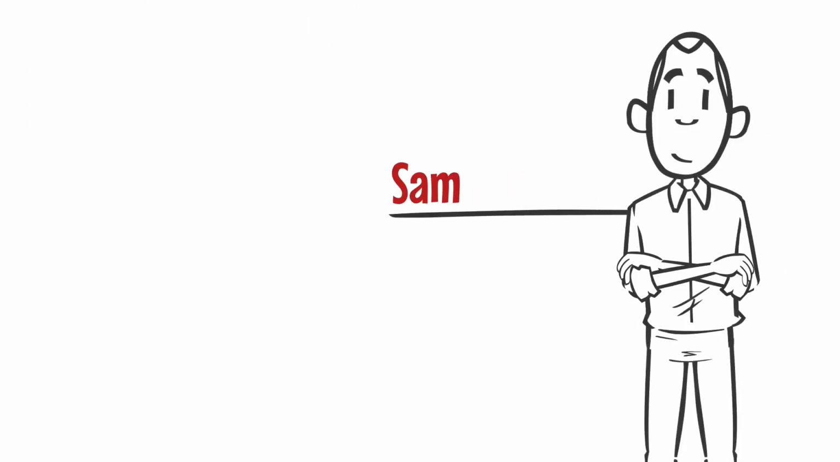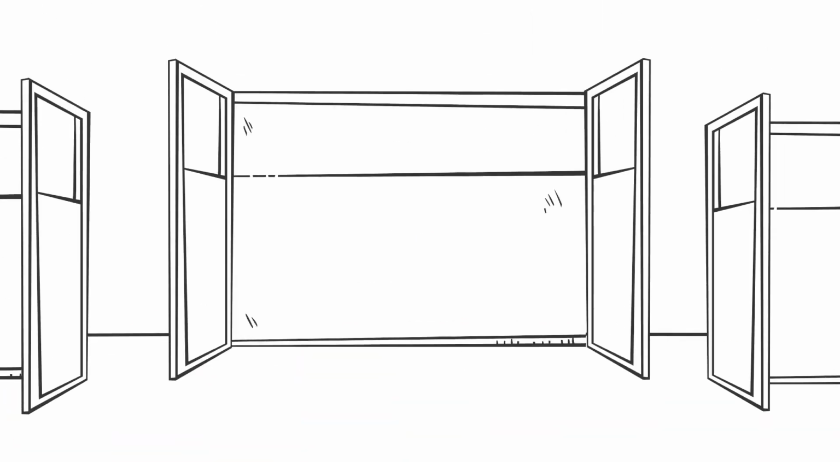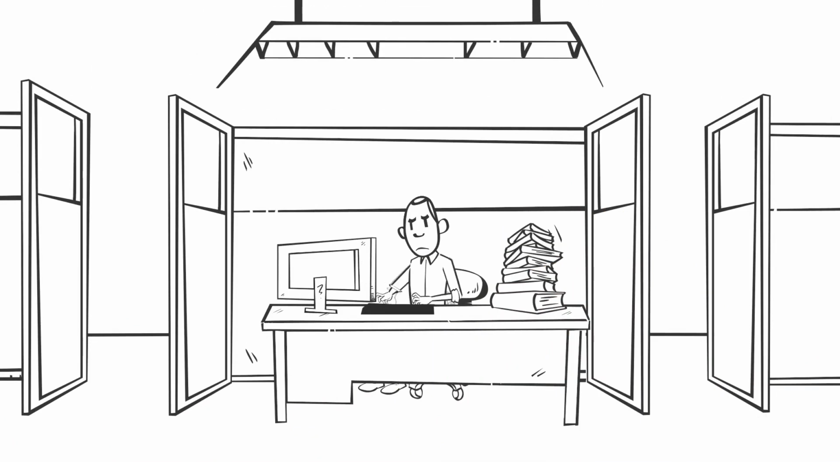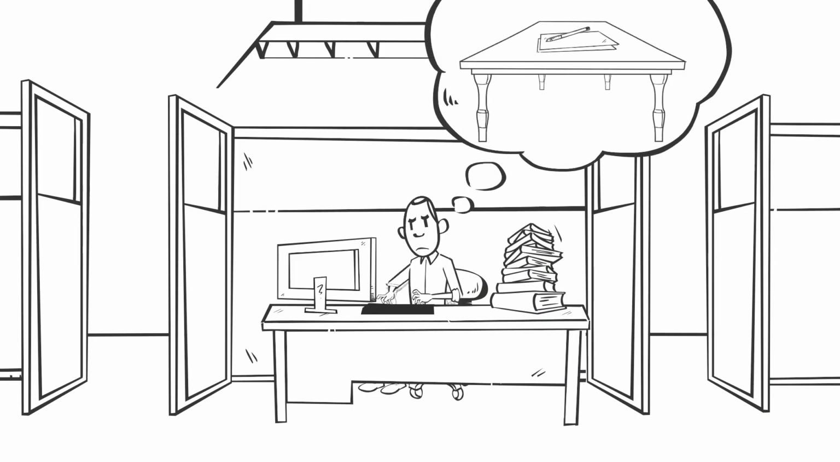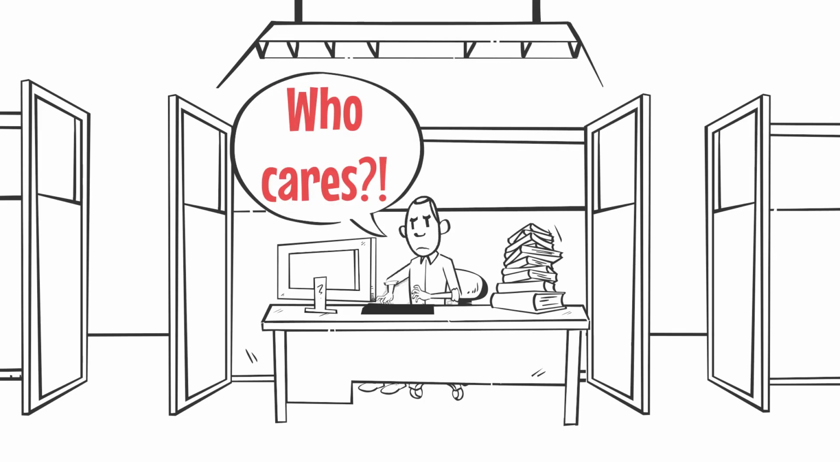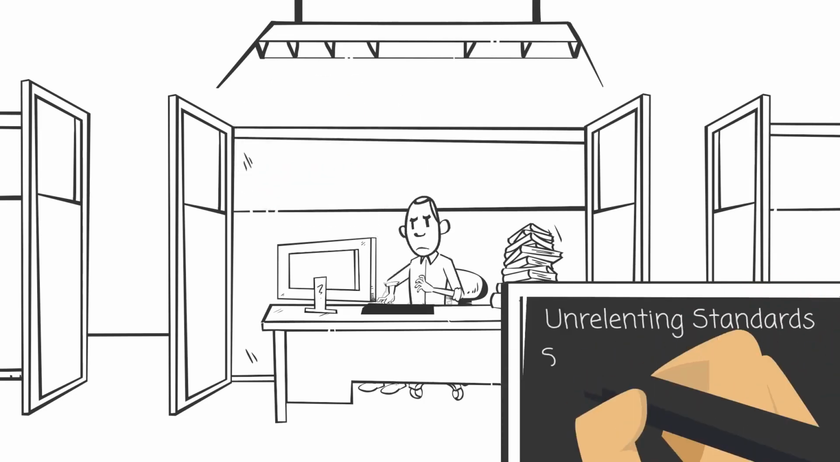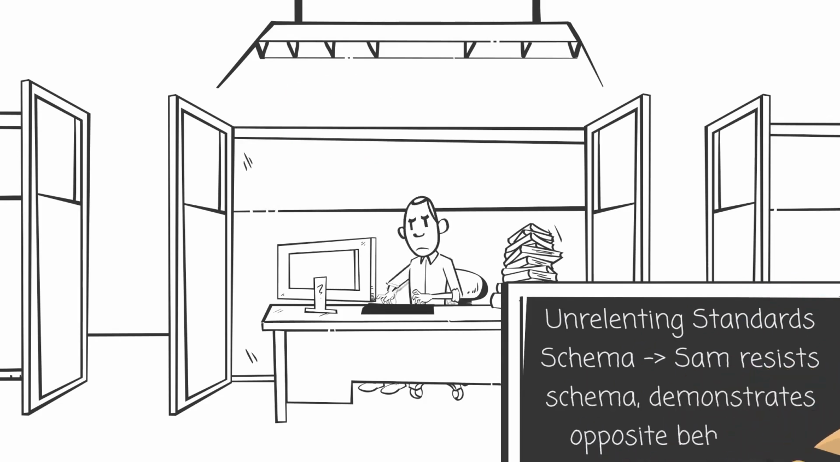This is Sam. When he is at work, Sam finds himself repeatedly hitting a wall with feelings of frustration that he cannot meet his standards. Instead of striving for perfection, he rushes through his tasks and frequently leaves documents at home. He says that he isn't worried about his carelessness. In this situation, his unrelenting standards schema was triggered, which led him to resist the schema by demonstrating the opposite behaviour.